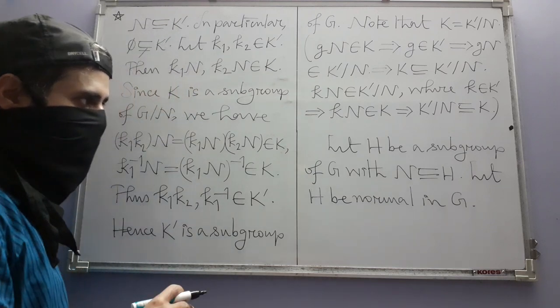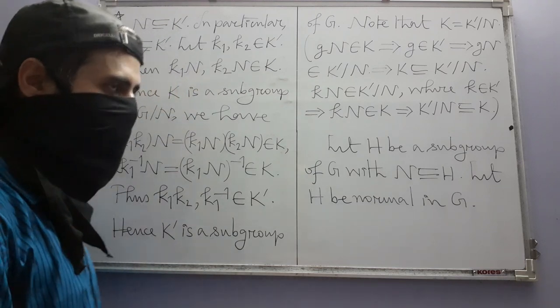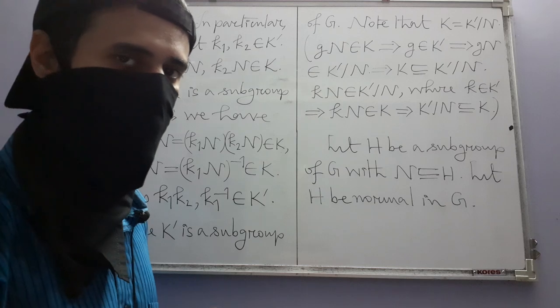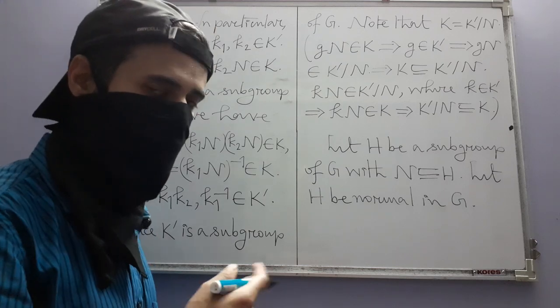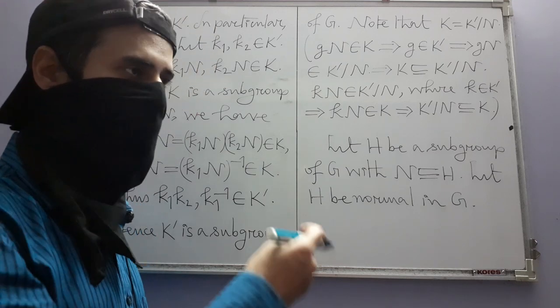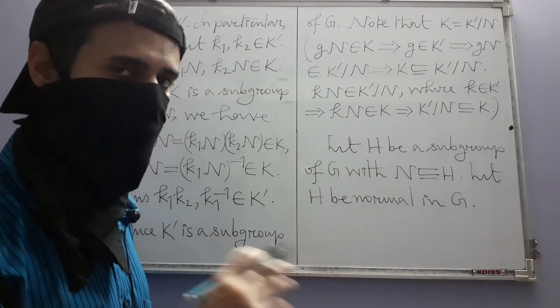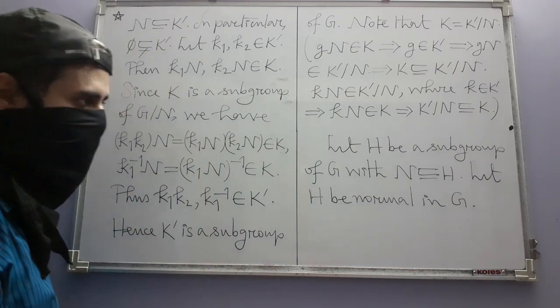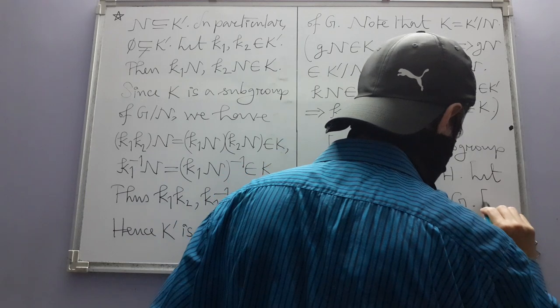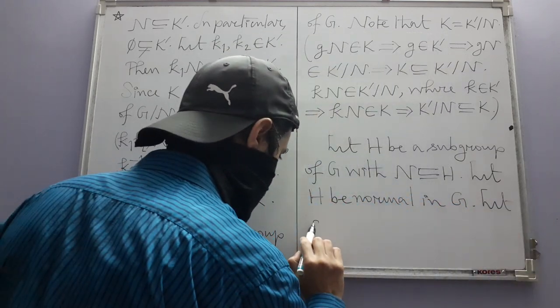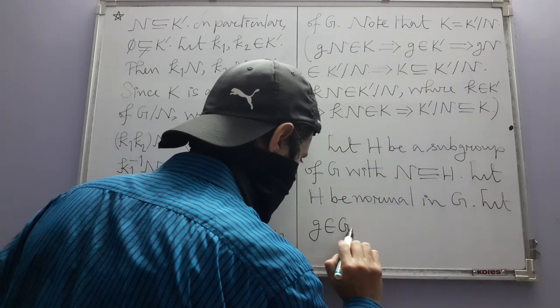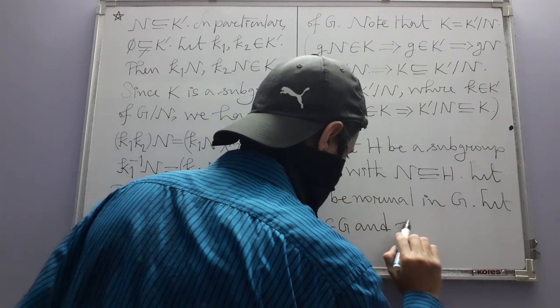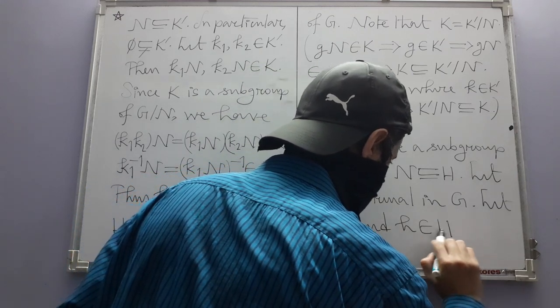Now to prove the normality of H/N in G/N, we are going to choose one element from G/N, one element from H/N, and then form that product. Something inverse times something, prove that it belongs to H/N. So let g belong to G and h belong to H.